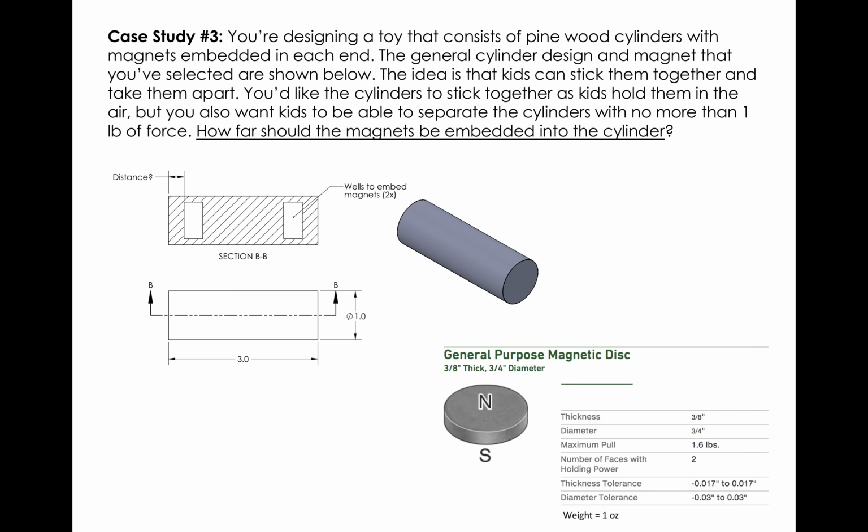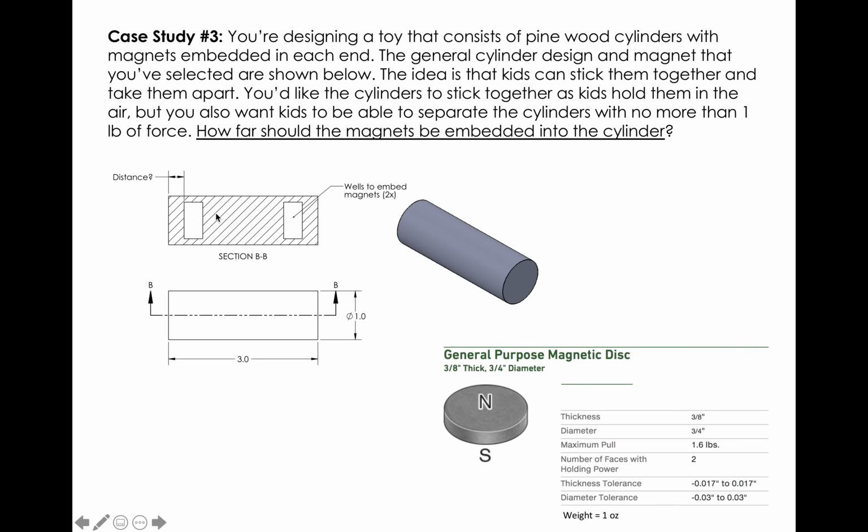So case study number 3, you're designing a toy that consists of pine wood cylinders with magnets embedded in each end. The general cylinder design and magnet that you've selected are shown below. The idea is that kids can stick them together and take them apart. You'd like the cylinders to stick together as kids hold them in the air, but you also want kids to be able to separate the cylinders with no more than 1 pound of force. How far should the magnets be embedded into the cylinder?